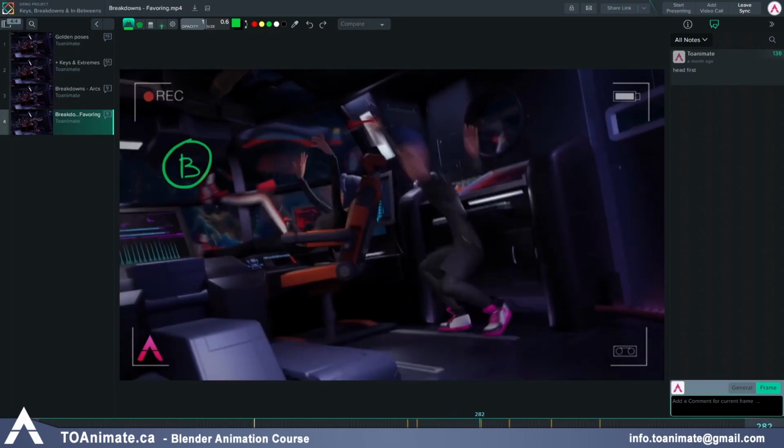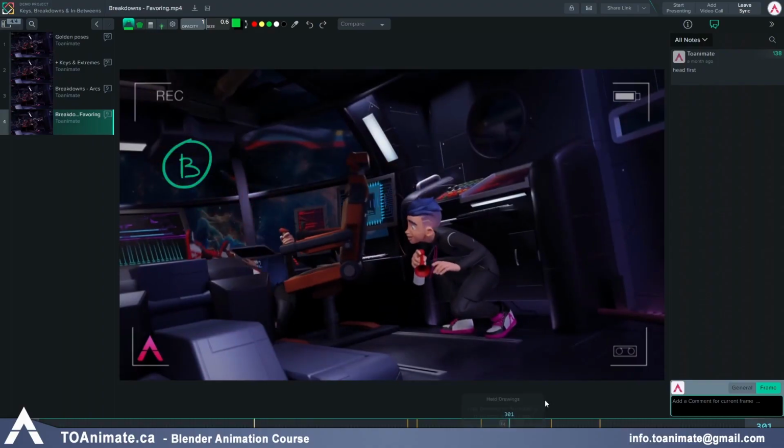And our next pose is 283. The body is leading again. There is a big stretch and the arms are dragging behind a lot. Then we go on over to 301. The center of gravity leads.